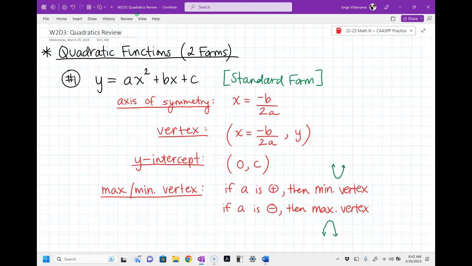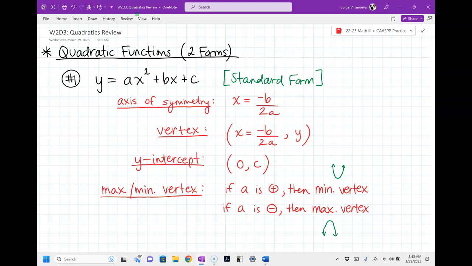Sometimes they'll ask you to label the axis of symmetry. If you're given an equation that looks similar to this, let's say y equals 2x squared plus 3x minus 5, you can find your axis of symmetry by getting negative b and dividing it by 2a. So whatever b is, you take the opposite sign, and then divide it by 2 times whatever a is. That's going to give you your x value. That's what we call our axis of symmetry. That becomes a vertical line you can draw straight up and down.